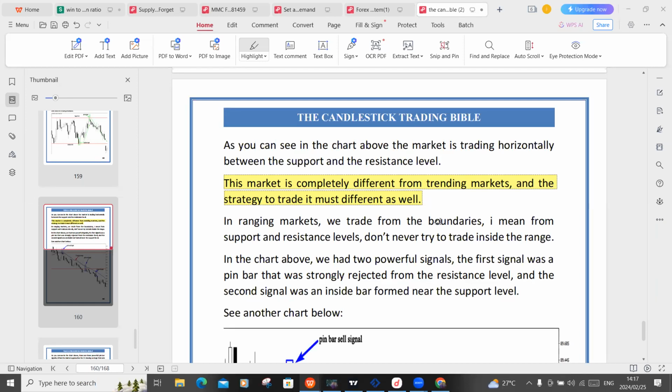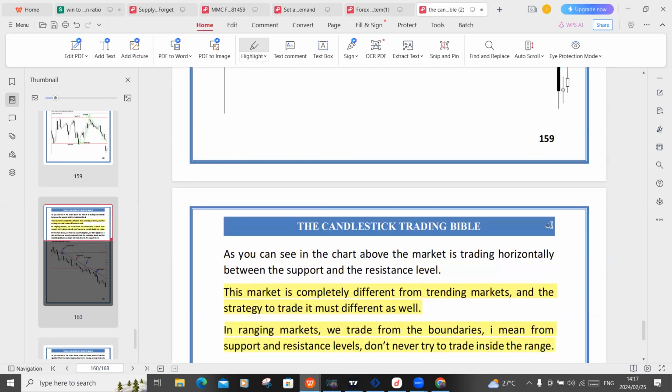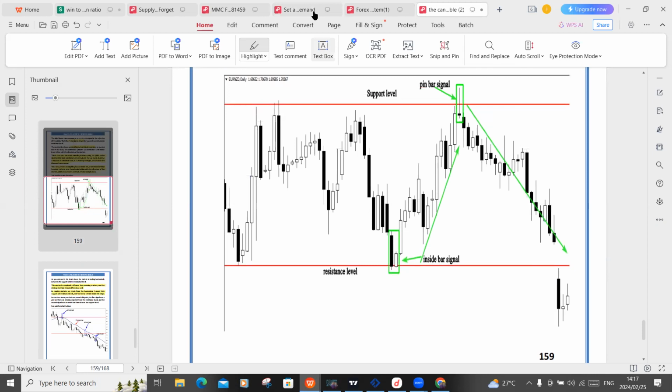In ranging markets, we trade from the boundaries. I mean, from the support and resistance levels. Don't ever try to trade inside the range, right? Don't ever try to trade inside the range. What the author is saying here is don't take your trades inside here, inside here, inside here, inside here.